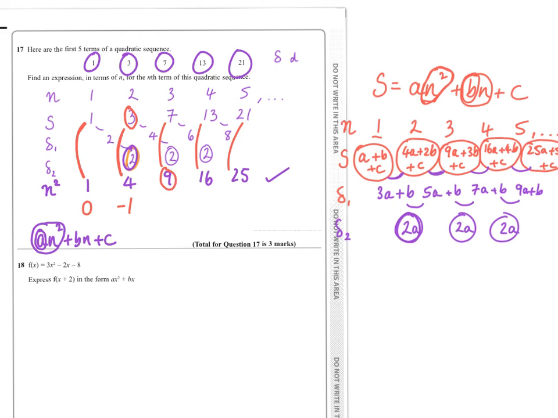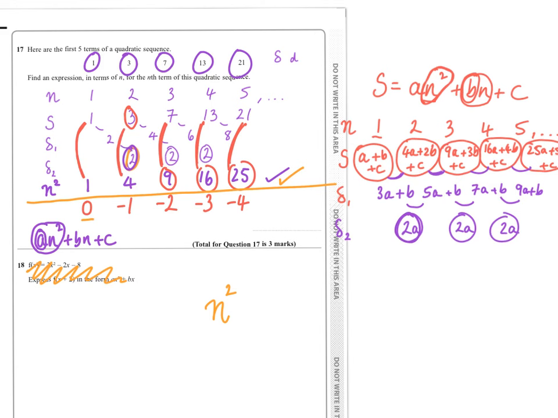What's the difference between 9 and 7? Well, I have to go back by 2. 16 and 13 back by 3, and then 25 and 21 back by 4. So all I really have to do now is, because I've worked out it's definitely one lot of n squared as the answer, I can get rid of this here so I can do some more working. So we know it's definitely going to be n squared. I can draw a line under this, because all I have to look at now are these numbers here.